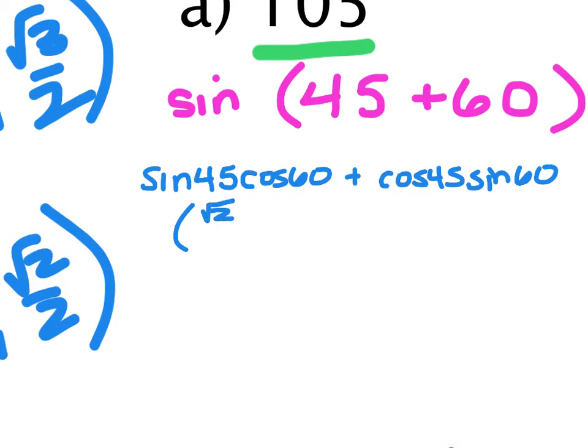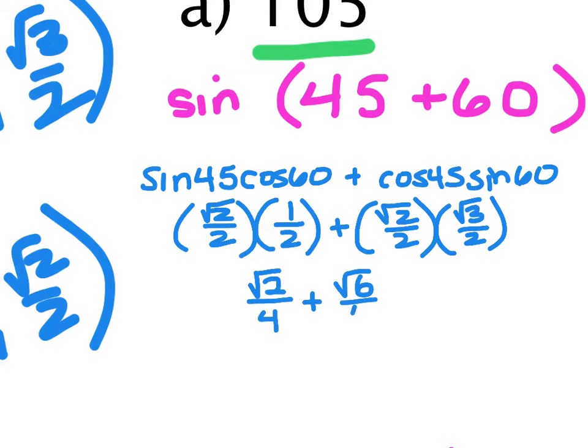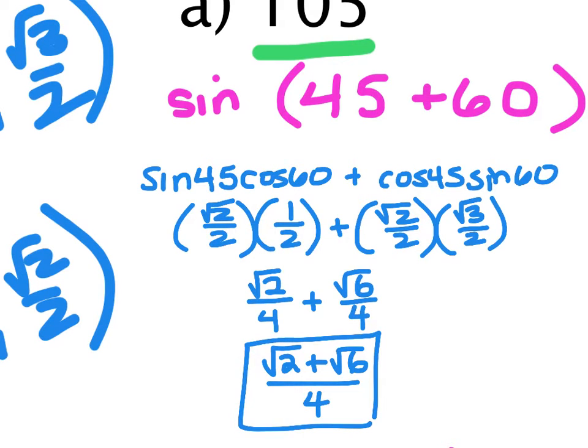So sine of 45 is root 2 over 2. Cosine at 60 is 1/2. Cosine at 45 is root 2 over 2. Sine at 60 is root 3 over 2. Multiply your pairs, and I get root 2 over 4 plus root 6 over 4, or root 2 plus root 6 all over 4. So what you may see happen is if we had started in the beginning and said 60 plus 45, the order would just be switched there. It would be root 6 plus root 2 over 4. But it's still the same answer because, again, this is addition, and in addition, the order doesn't matter.